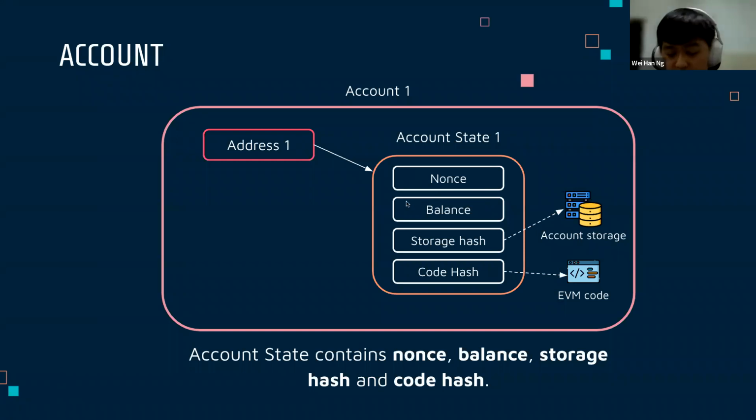Secondly, you have the normal property called balance, right? So a balance basically states that this particular account holds how many ETH or how many Ethereum. And the third one is storage hash. To summarize, it's just a hash of a certain account storage.